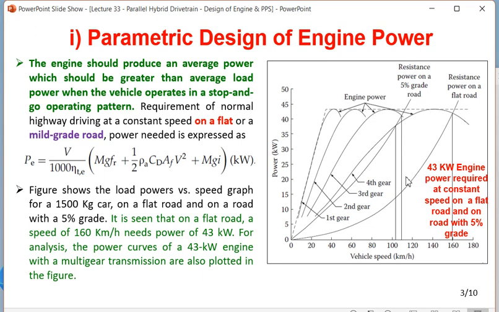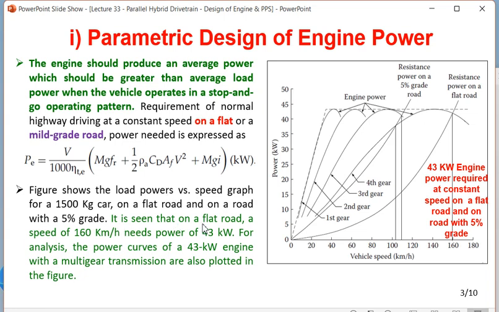So we have seen two, three different types of graphs. The same thing was depicted there. But this graph is very easily understandable. What it shows is the load power versus speed graph for a 1500 kg car on a flat road and on a road with 5% grade. So this right side graph is on the flat road, and the little bit left side graph is resistance power on a 5% grade road.